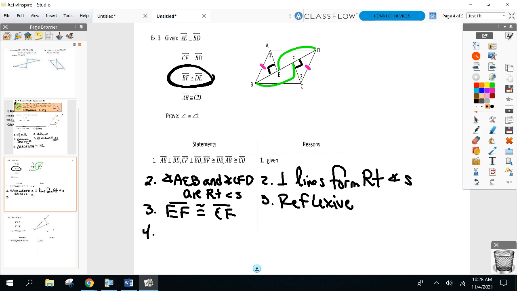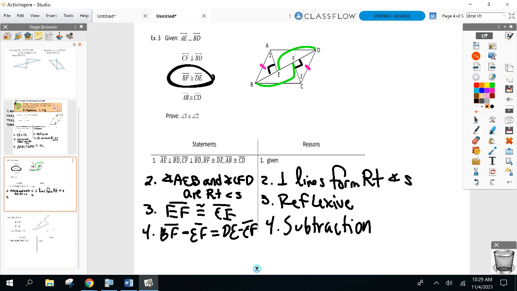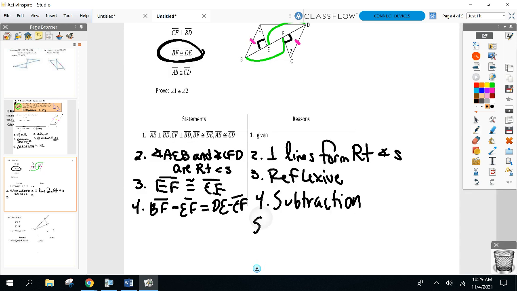So now I got BF minus EF equals DE minus EF. Subtraction. And what always came after subtraction in Unit 2, Unit 3, and still in Unit 4? Substitution. To say the sides, or the legs in this case, BE and FD are equal.